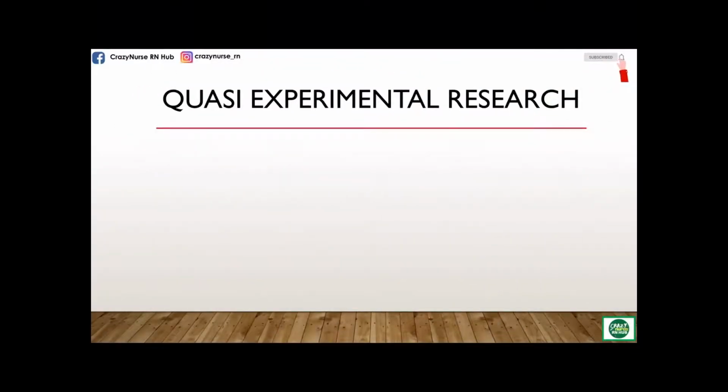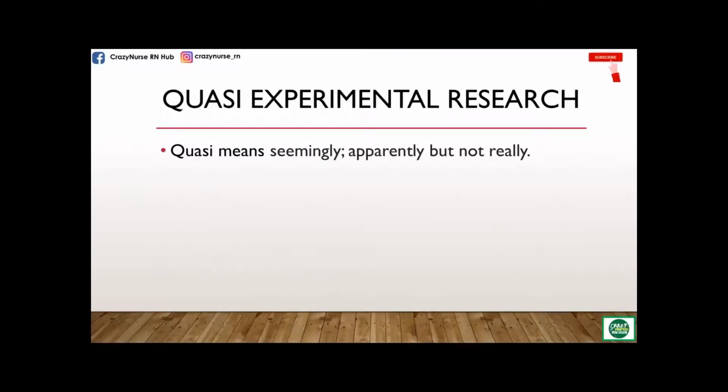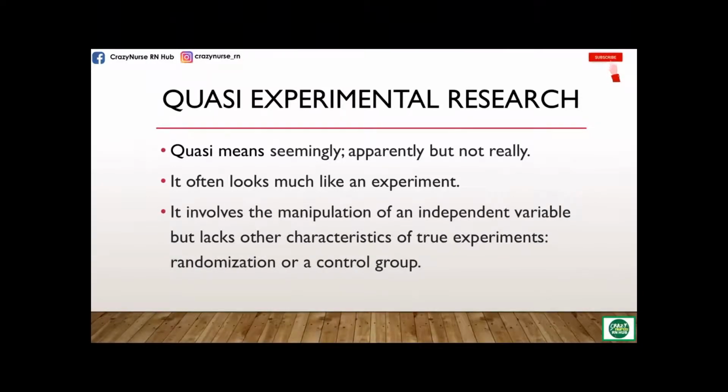Next, let's proceed to quasi-experimental research. Quasi means seemingly, apparent but not really. Research that uses quasi-experimental design often looks much like an experiment. It involves the manipulation of an independent variable but lacks other characteristics of true experiments, such as randomization or a control group. It may have the ability to introduce randomization but lacks the full experiment control over the scheduling of stimuli.